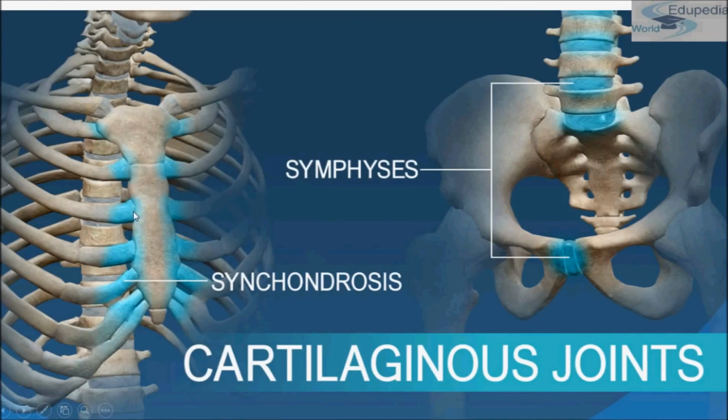The sky blue color shows your cartilaginous joints. See, this is the intervertebral disc, which is present in the spine between the two vertebrae. And this is the pubic symphysis.